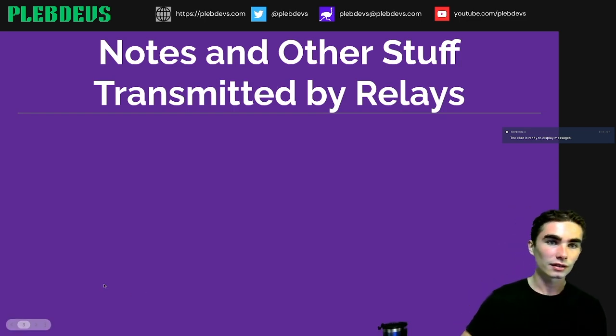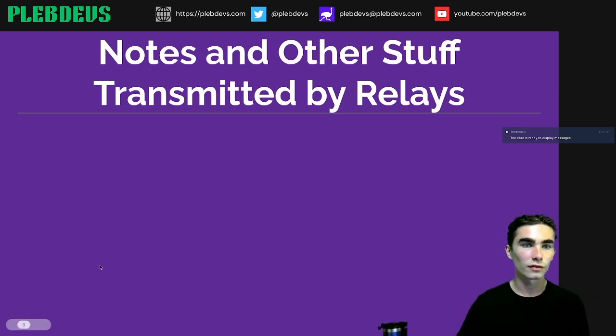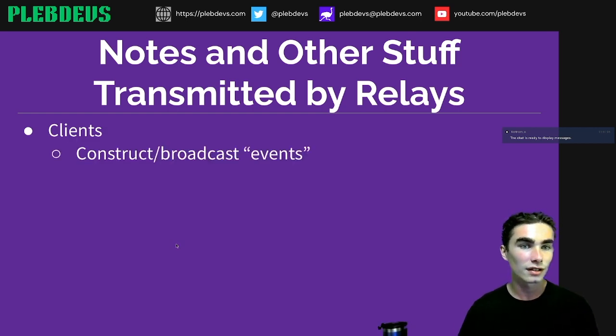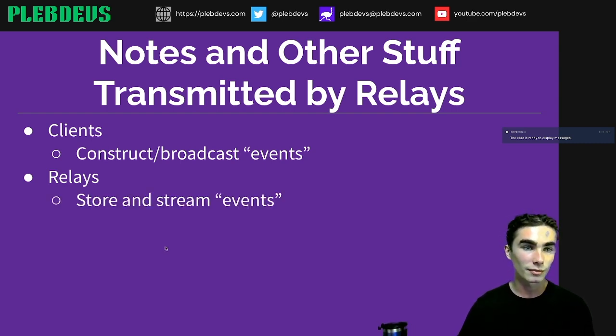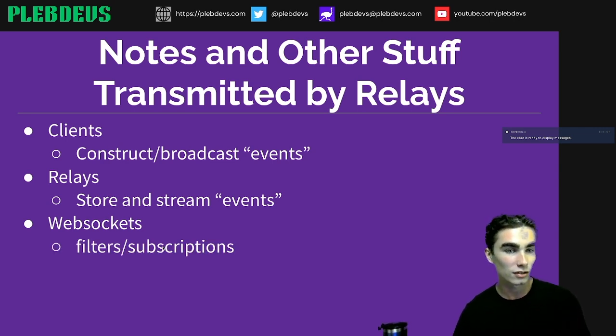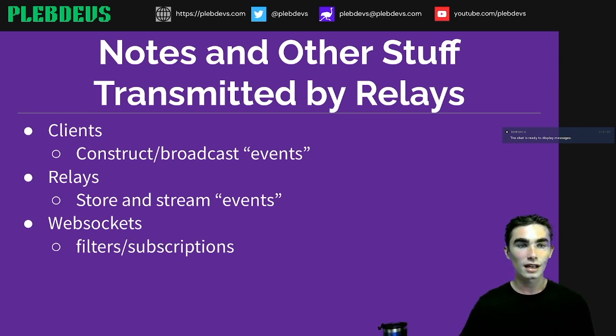So getting right into it, we're going to be using Nostr for Nostr Wallet Connect. Before we start talking about what Nostr Wallet Connect is, let's touch briefly on Nostr. Nostr stands for Notes and Other Stuff Transmitted by Relays. Nostr has clients that construct and broadcast events, and relays that store and stream events. The communication between clients and relays happens over WebSockets using filters and subscriptions. So clients will construct what are called filters and create a subscription to the relays and say, hey relay, I want events that match this filter.